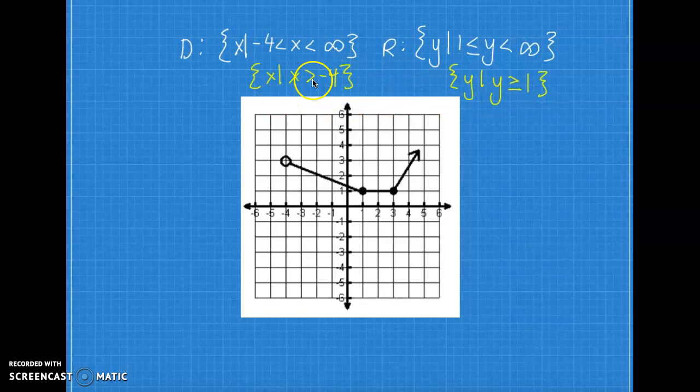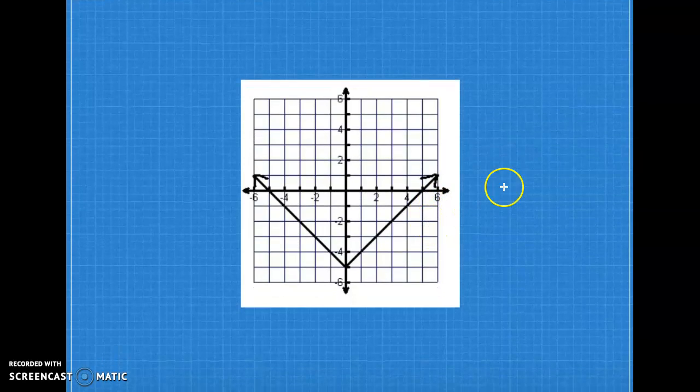If you don't feel like moving on to this next yellow step, you don't have to. You can always write it how I originally did in this problem. All right, let's go ahead and move on to the next one. Go ahead and give that one a try.